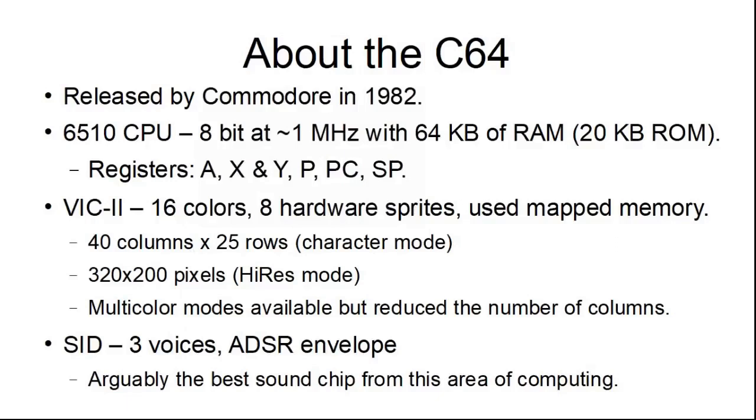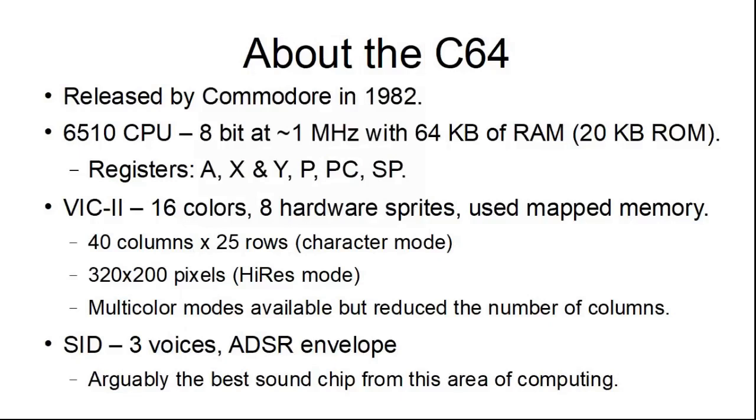The Commodore also had a video chip called the VIC-2, which stood for Video Interface Chip 2. It came with 16 color support, had 8 hardware sprites, and used a map memory scheme. The video chip had multiple video modes. The 2 most common are called character mode and high-res mode.